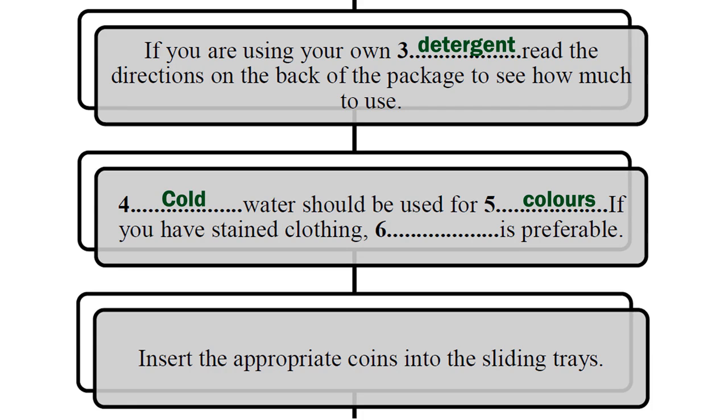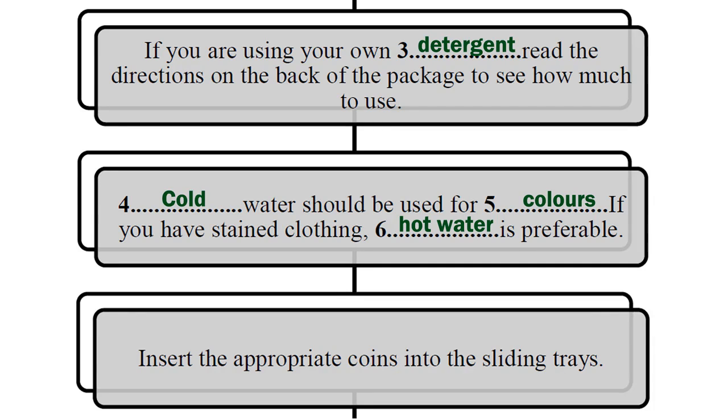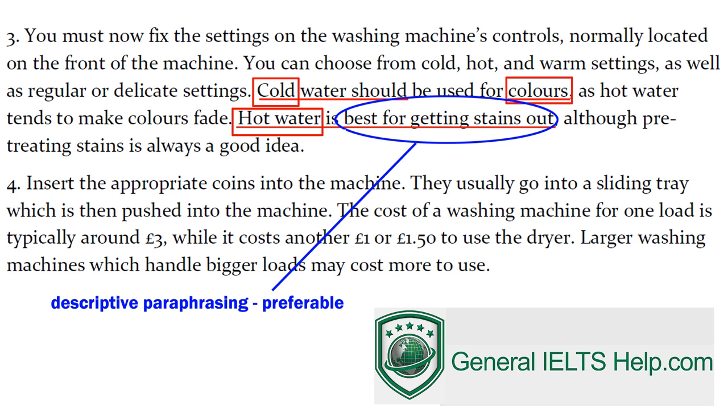So it makes sense. Again, the articles and the questions in the IELTS do not lie. They don't try to trick you with false information. So it is accurate information as in the real world. And then if I keep going, if you have stained clothing, hot water is preferable. Now, in the article it says, hot water is best for getting stains out. This is a type of descriptive paraphrasing.